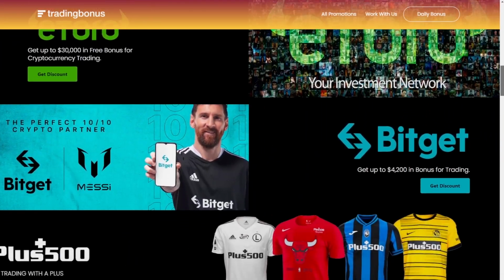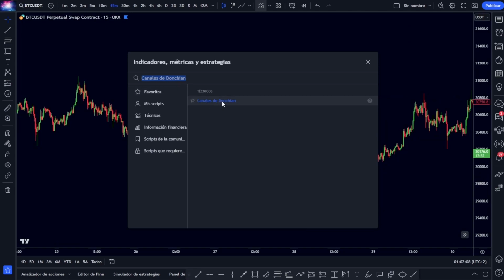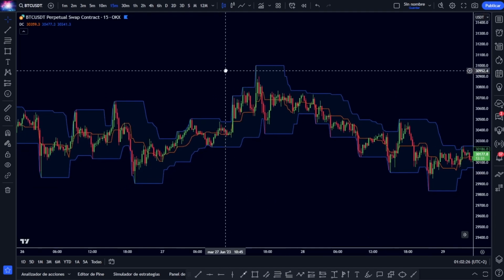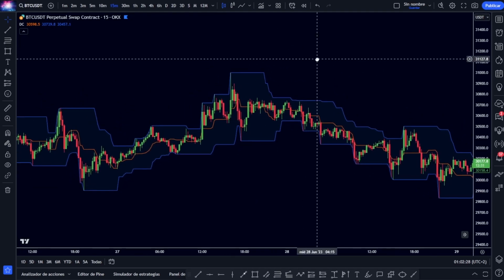During those days. First, we go to the indicators part and look for the Donchian channels. It is an indicator that already provides us with TradingView, and when we click on it, we will see something like this, very similar to the Bollinger Bands, but with much more information and possible utilities.